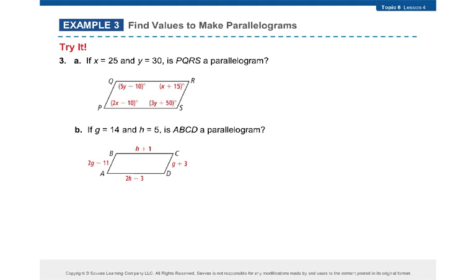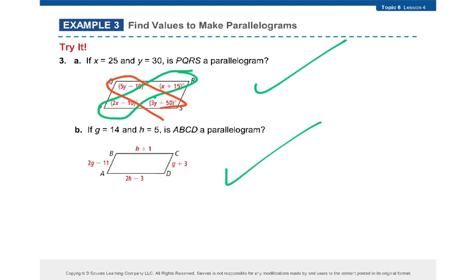With that, let's try number 3, letters A and B. So what you're going to do is answer 3 A and B. Let me give you a hint. For letter A, it is about opposite angles being congruent, so you have to equate these two, and of course equate these two as well. Now make use of x is equal to 25 and y is equal to 30.